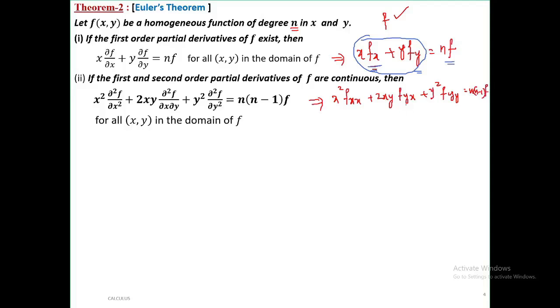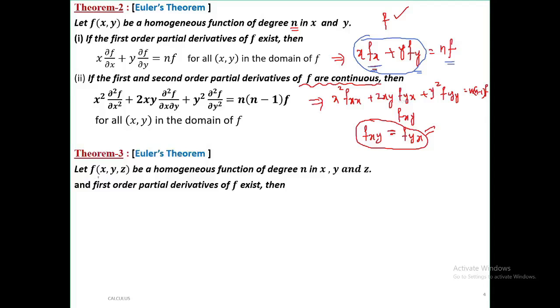Here fyx or fxy, you can write both, no problem. Why? Because if the first and second order partial derivatives of f are continuous, then fxy is exactly equal to fyx. That means order doesn't matter. With respect to x you can do first, or with respect to y, doesn't matter, both are equal. This is true provided the second order partial derivatives are continuous. Therefore here for 2xy you can write fyx or fxy, your wish.